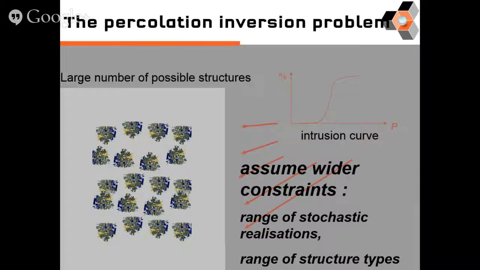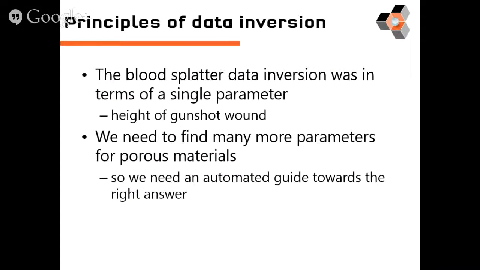So how do we actually guide ourselves to these particular structures? How do we get these particular structures? If we go to the next slide, we're looking at the principles of data inversion. The blood splatter data inversion, the slide we looked at to start with, was in terms of just a single parameter, which is the height of the gunshot wound. That's all they're looking at.